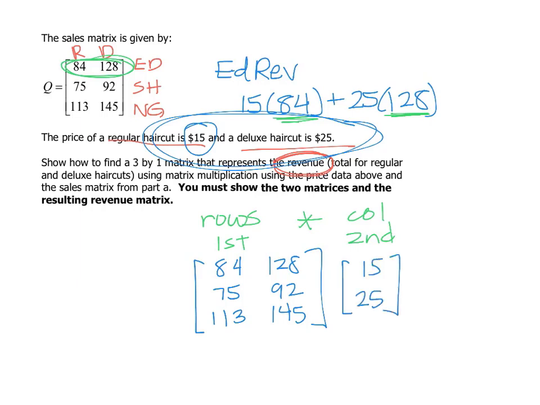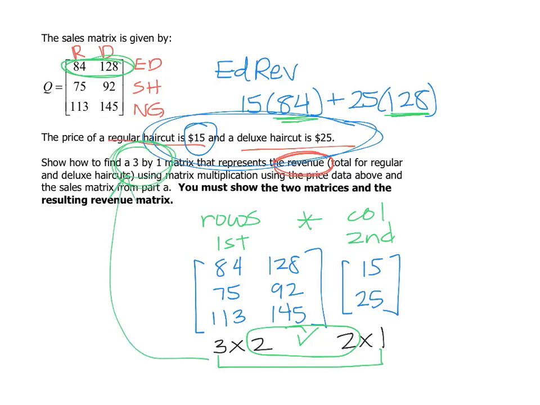Let's just check to make sure this works in terms of multiplication. This is a 3x2 matrix. We've got 3 rows, 2 columns. This is a 2x1 matrix. These numbers are the same, so I can do that. And my resulting matrix is a 3x1 matrix, which is exactly what they told us they wanted.